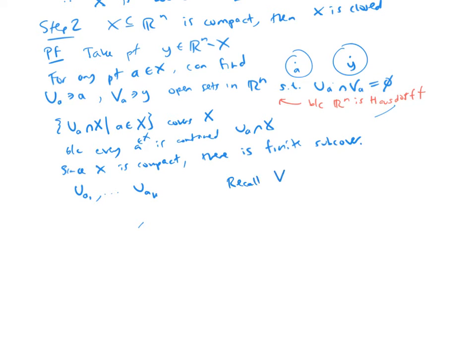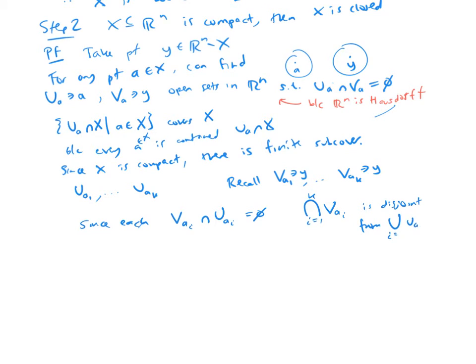Now recall that the V_a1 through V_aK are open sets around the point y. And since each V_ai is disjoint from the corresponding U_ai, if we take the intersection of the V_ai from i equals 1 to K, that is going to be disjoint from the union of the U_ai's. That's because anything in this intersection is in each of the V_ai's, and so if it's in V_a1, it can't be in U_a1. If it's in V_a2, it can't be in U_a2. So it can't be in any of these U's. Now, the intersection of finitely many open sets is open.